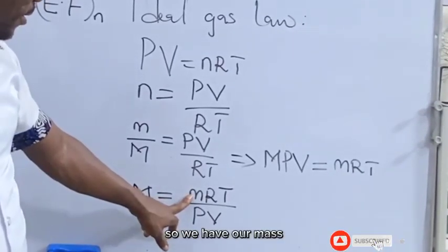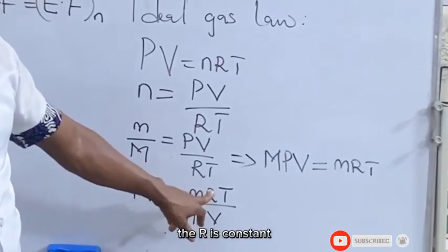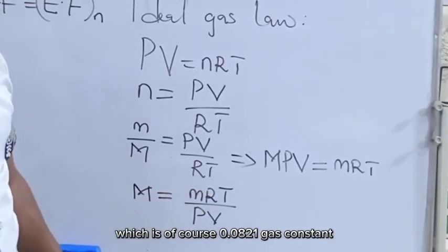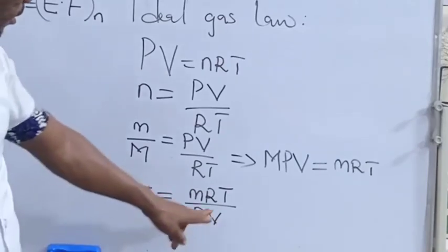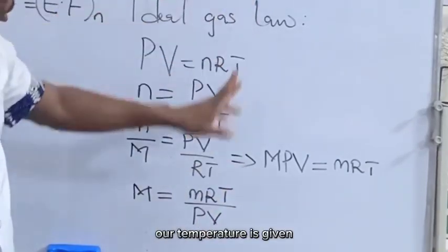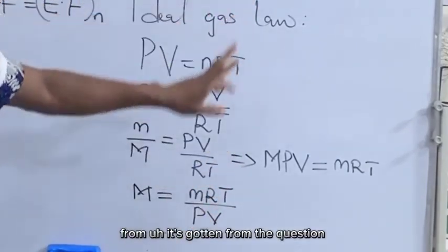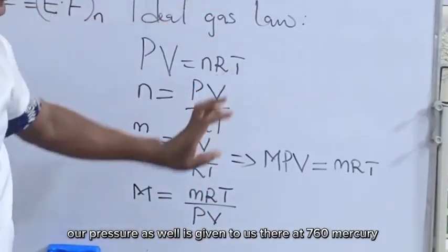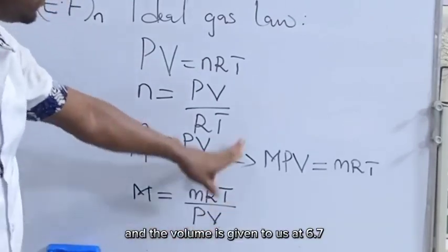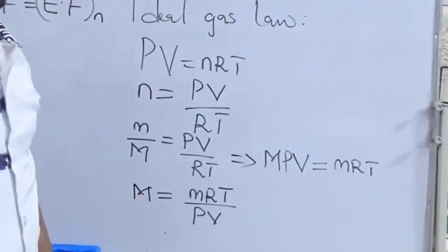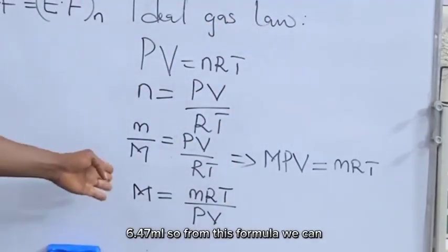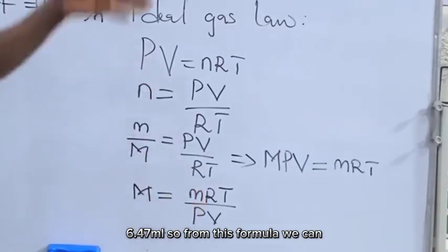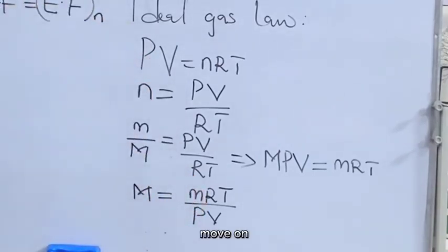So we have our mass. The R is constant, which is of course 0.0821 gas constant. Our temperature is got from the question. Our pressure as well is given to us there at 760 millimeters of mercury, and then volume is given to us at 6.47 mL. So from this formula, we can move on.